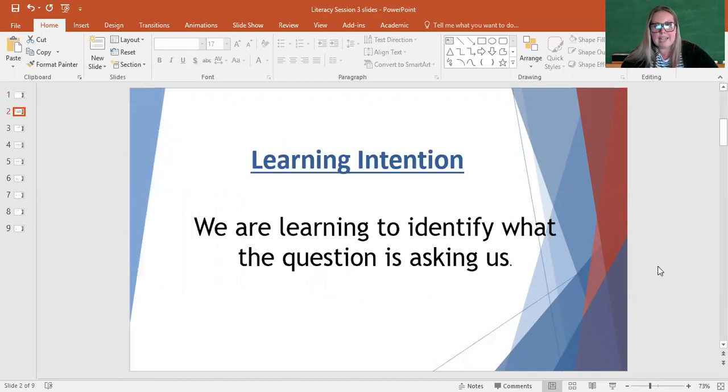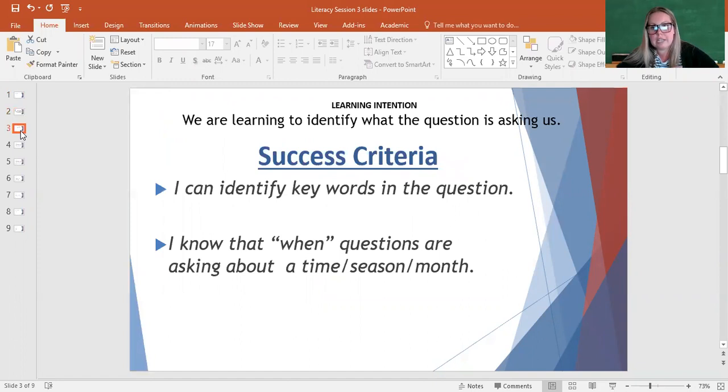Our learning intention today is we are learning to identify what the question is asking us. So it's all about being able to find the information within the question that we need to answer. So finding those keywords to answer. To be successful today, you will be able to identify keywords in the question, and you will know that when questions are asking about a time, a season, a month, it's going to be asking you to find information that's discussing or stating when something occurred.